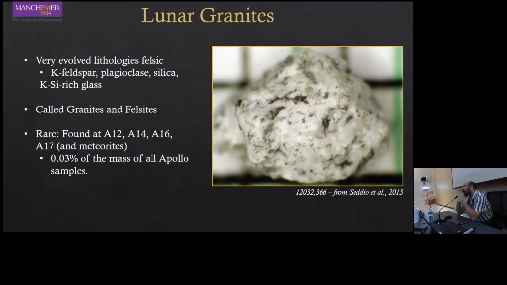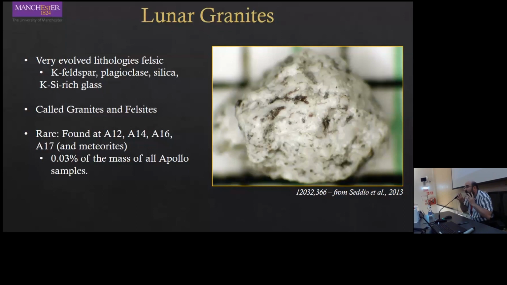They're very rare. They're found at actually quite a large range of Apollo landing sites. You can see on the bottom point there the Apollo landing sites they're found at. They're also represented in the meteorite collection, but they only represent a very small percentage of the Apollo collections to date. And this is largely because of their size. They're typically found within soil fractions and in clasts within breccias, typically no more than a few hundreds of microns in size. The image here is an example from Apollo 12. This is actually a slightly larger example of a lunar granite, being a few millimeters in size.